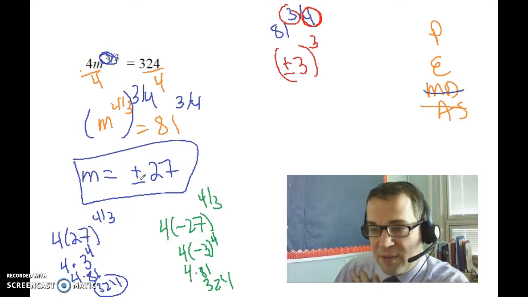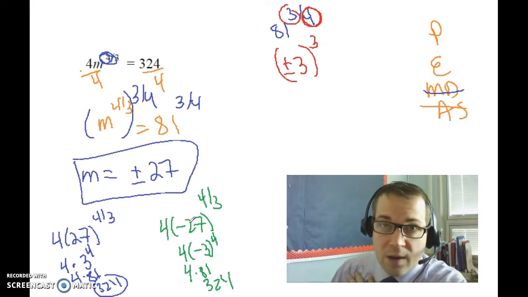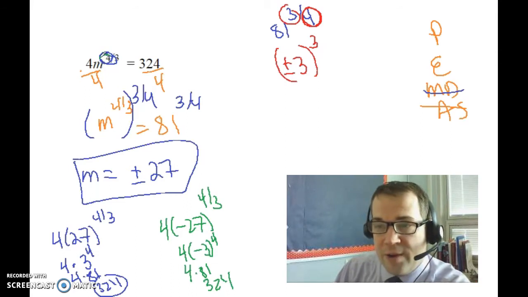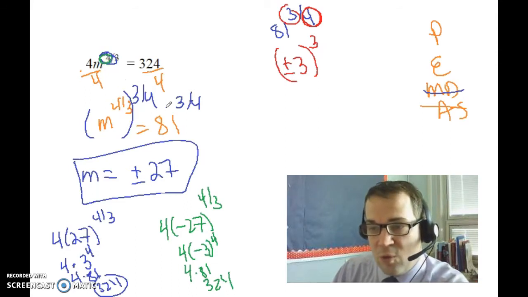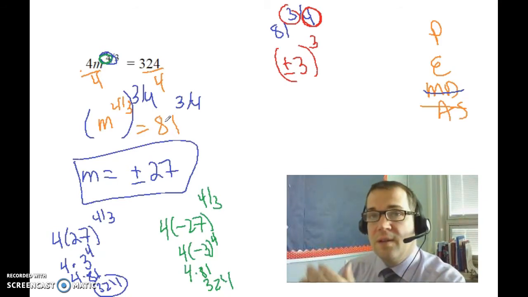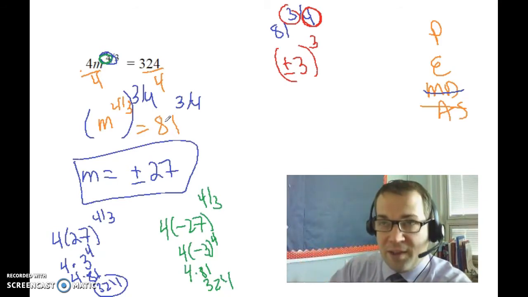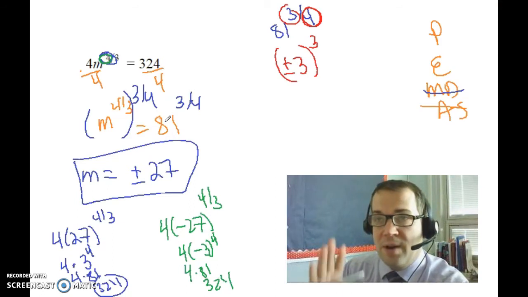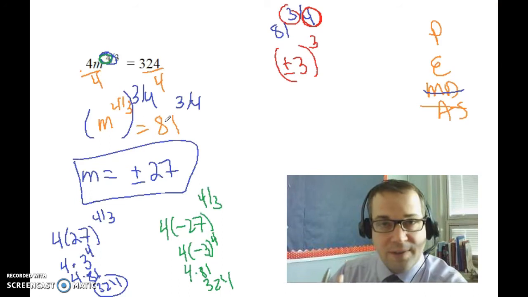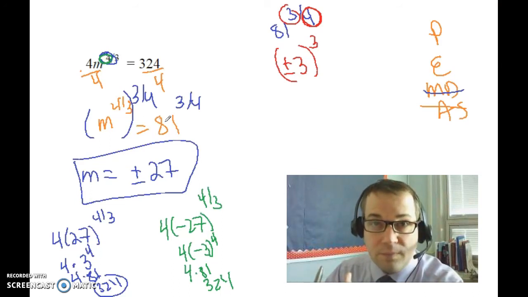So both the positive and negative value work, which is why we have to include them. Anytime our numerator is even, when we get rid of that even numerator, we have to put that plus or minus, because multiplying a positive number by itself an even number of times or a negative number by itself an even number of times, both answers result in a positive answer. So you have to include both. Good luck.